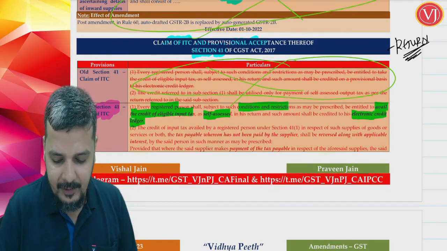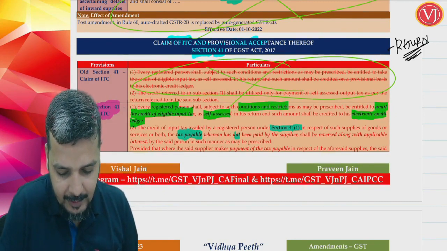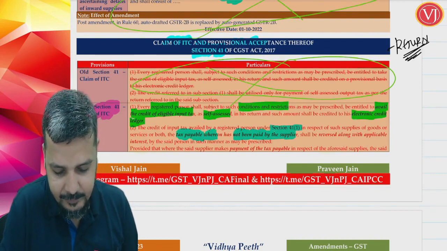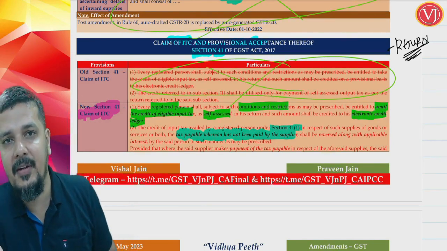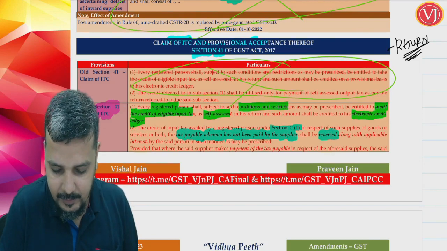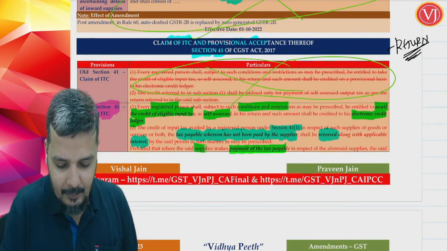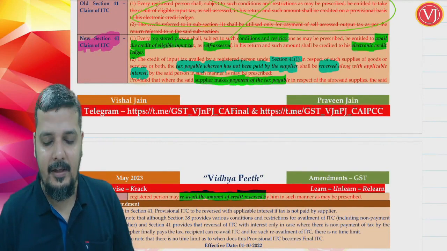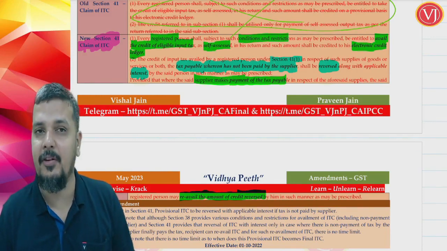The credit availed by a registered person under section 41 subsection 1 in respect of such goods or services, the tax payable whereon has not been paid by the supplier. If the supplier has not made the payment of tax, see, in addition to the supplier filing his GSTR-1 or IFF and me getting it in my GSTR-2B, I should ensure that the supplier has also paid the tax. If the supplier has not paid the tax, I will reverse it along with interest. And at a later point of time, if the supplier makes the payment of tax, I shall re-avail the credit reversed as may be prescribed. Right, so what again they are trying to tell, this is another condition, that the supplier should have paid the tax.